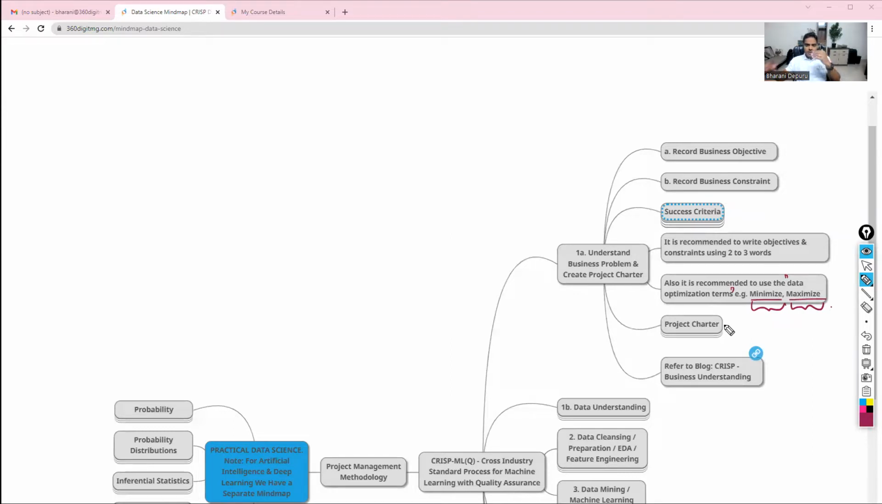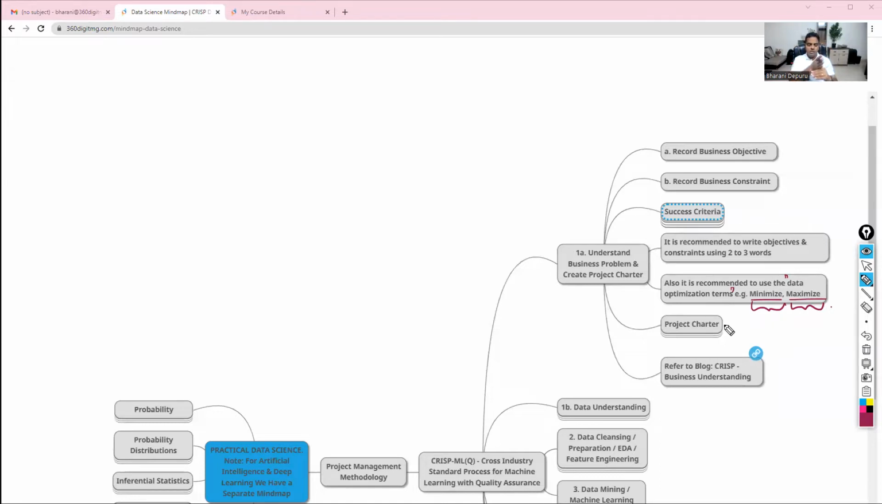You're trying to either minimize something or maximize something. Maybe you want to minimize the customer dissatisfaction. Maybe you want to minimize the employee attrition rate, resignation. Maybe you want to minimize the customer churn.